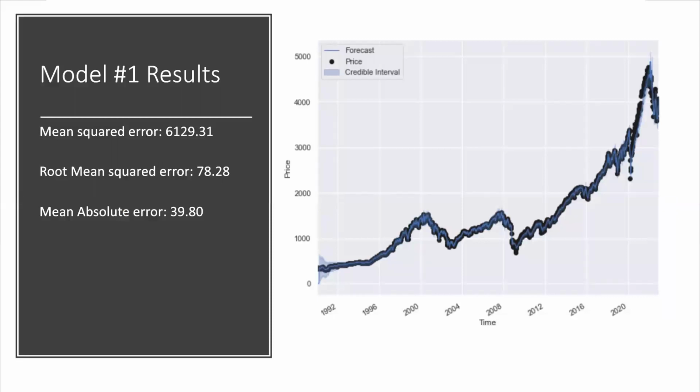So the results of the first model, as we can see from the graph: that light blue line is the forecast, and the dark blue dots are the actual values. For the most part, the model followed along with the prices. It jumps outside of the dark blue dots in 2000 a little bit, when we had that dot-com bubble crash. The model expected prices to go a little bit higher than they did.